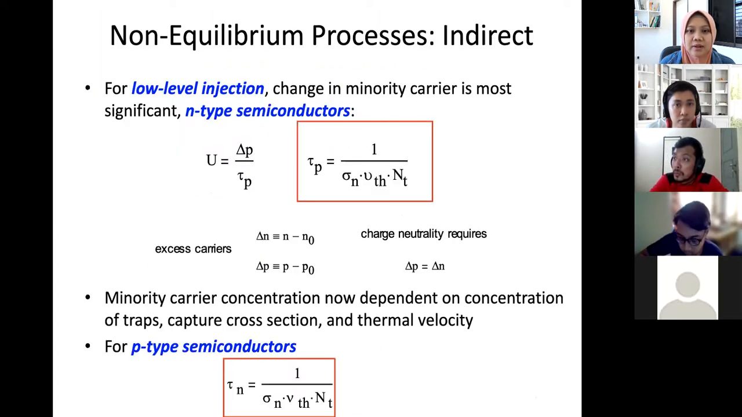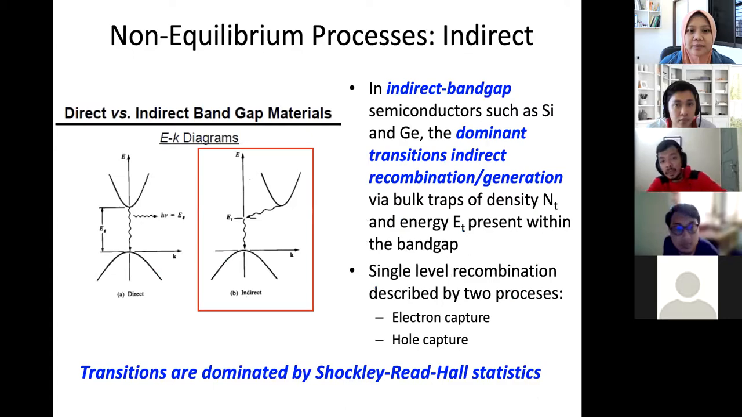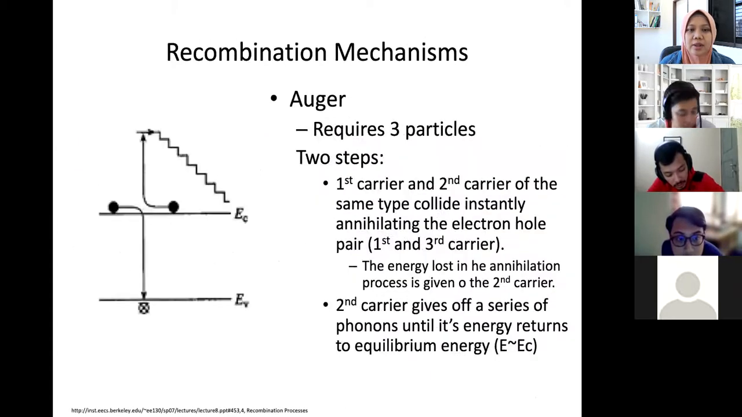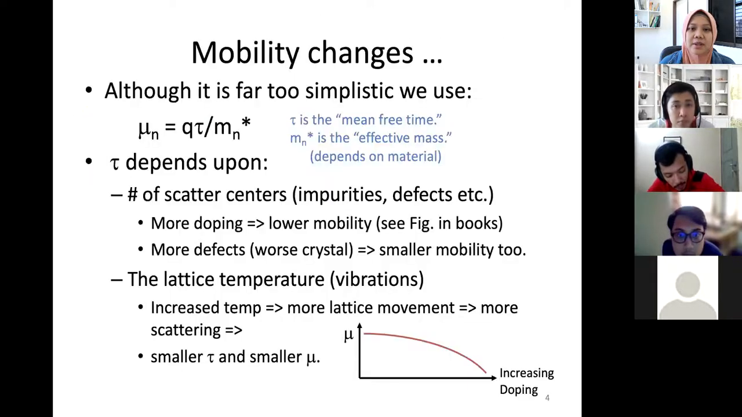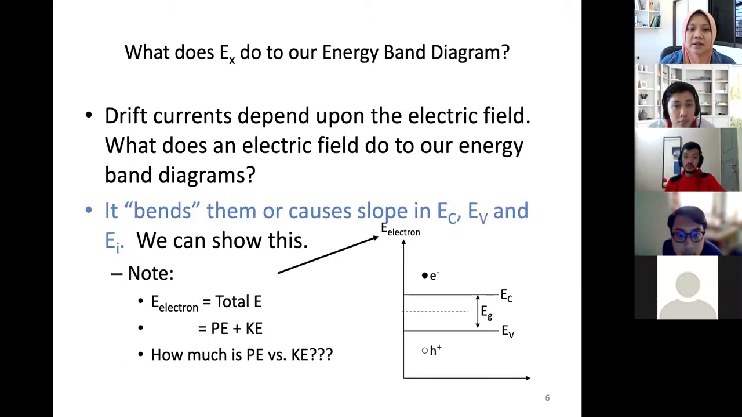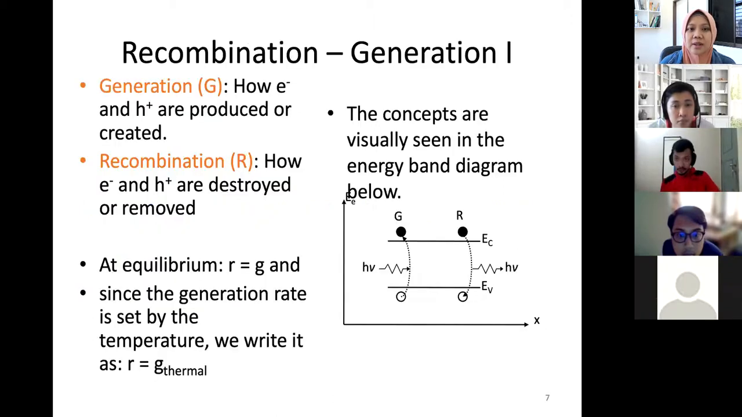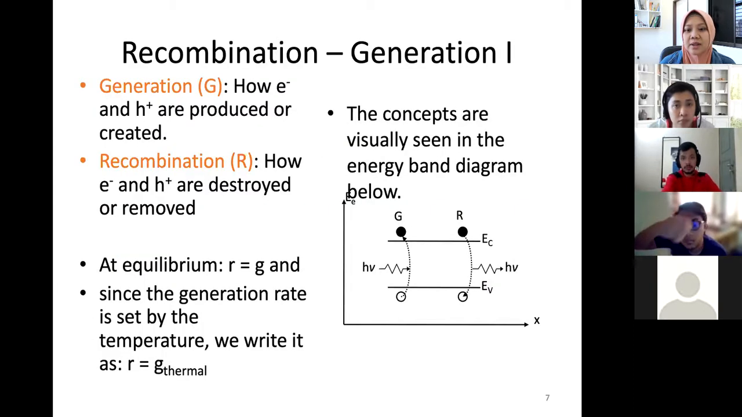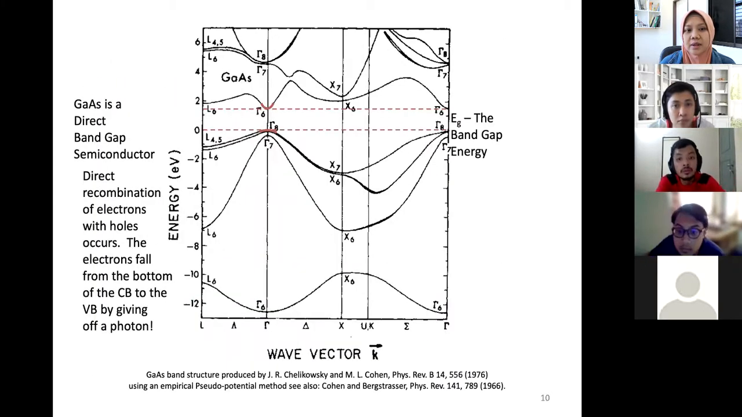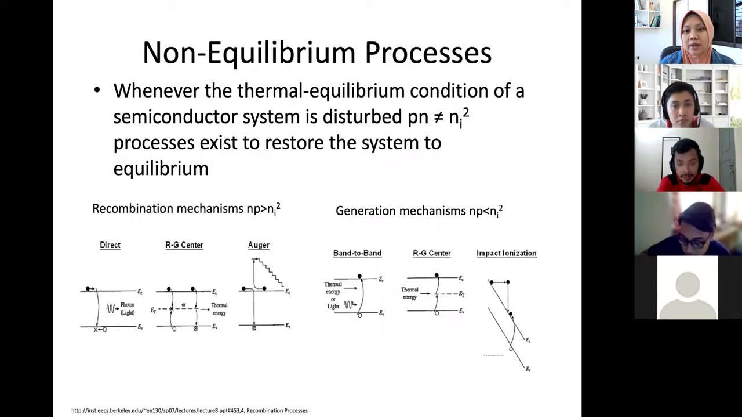So we talk about generation recombination before, right? And we talk about direct and indirect band gap. Semua ni dalam slide yang keberapa, ketiga, keempat. So kita dah bincang most of it. Tapi kita tak follow dia punya ni ya. So we talk about generation recombination through traps. We talk about direct and indirect band gap.